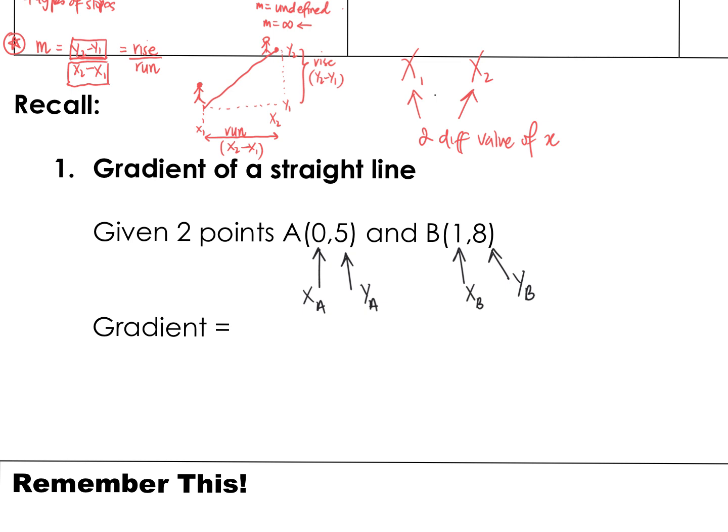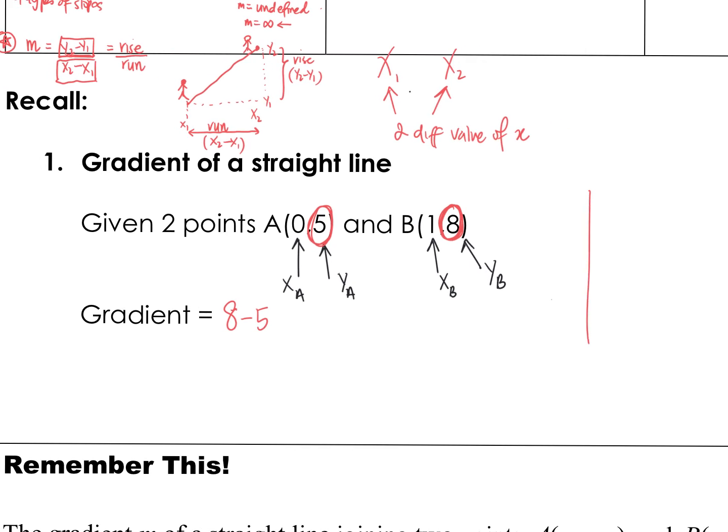So how do you find gradient? We use the y coordinate of B minus y coordinate of A. This will tell us how much we have risen up. So for example, if I plot this out, 0, 5 is somewhere here. This is my point A. Then 1, 8 is somewhere here.